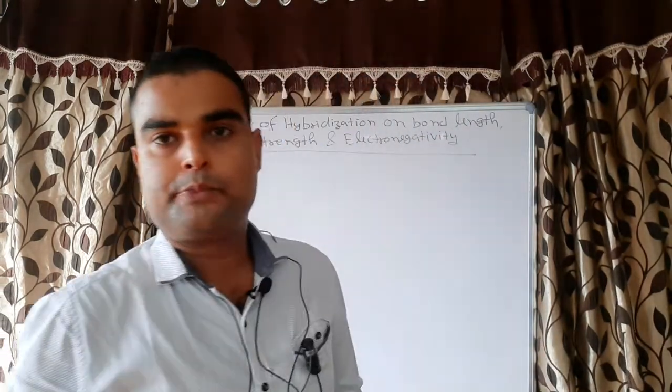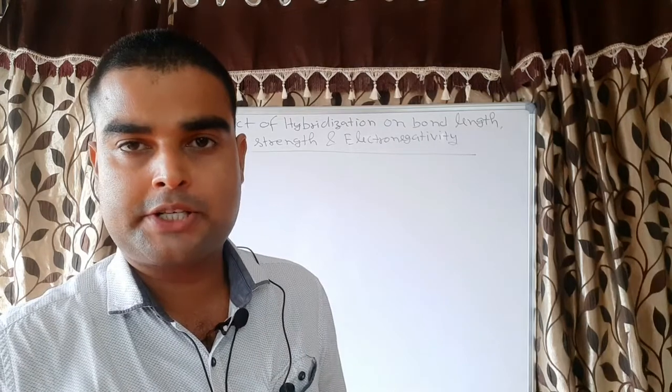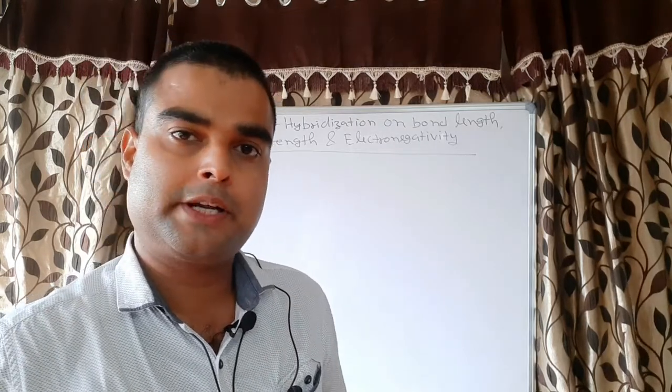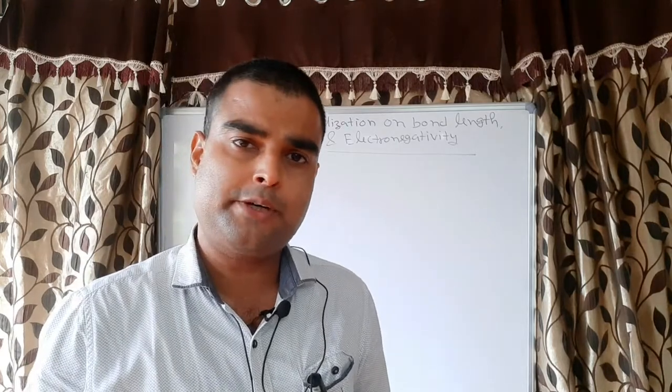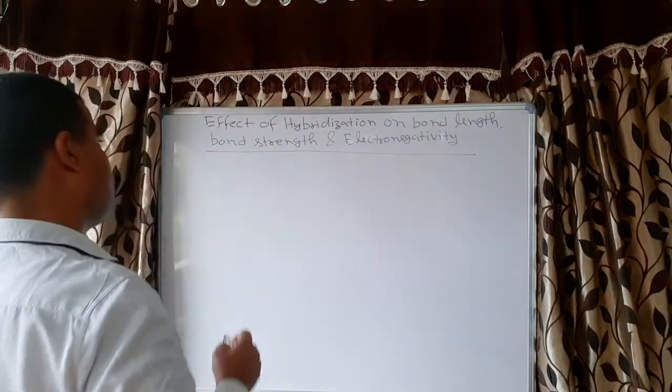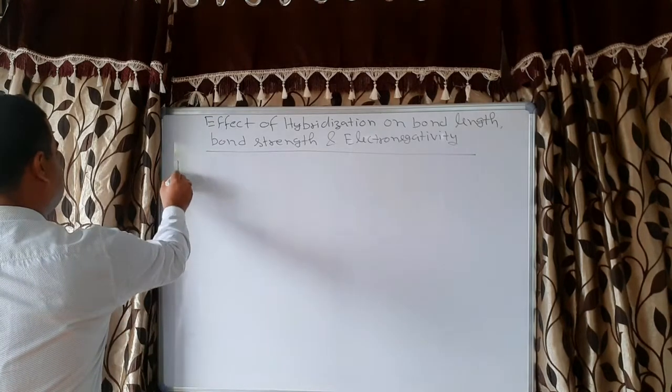So first, bond length, bond strength and electronegativity, all these three depend on the size of the hybrid orbital. Now first we will start with bond length.